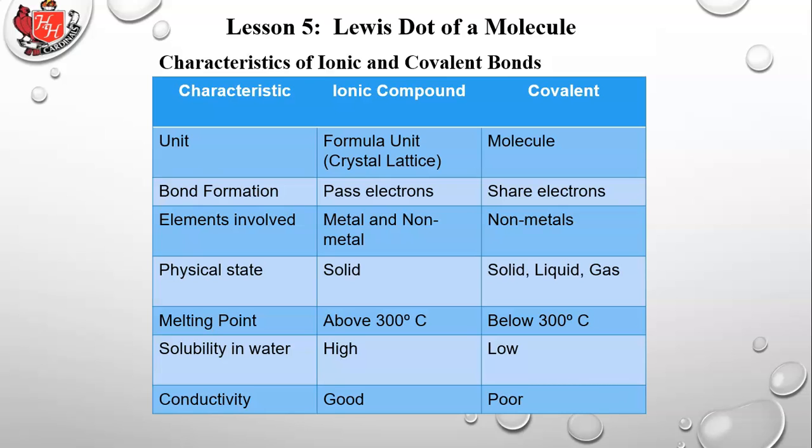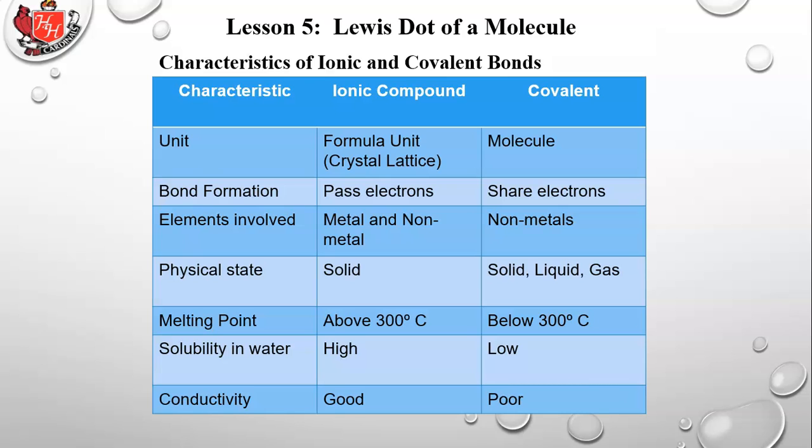Bond formation. Ionic bonds pass electrons. As you learned, the strong guys pull an electron away from the weak guy, so the electron gets passed from one element to the other, from one atom to the other. Covalent bonds, they're 2 strong guys, so they share electrons because neither one can win the tug of war. Elements involved. With ionic bonds, it's a metal, that's a weak guy, and a nonmetal, that's a strong guy. With covalent bonds, it's 2 or more nonmetals. You can have more than just 2. So that's strong guys, so those are the nonmetals.